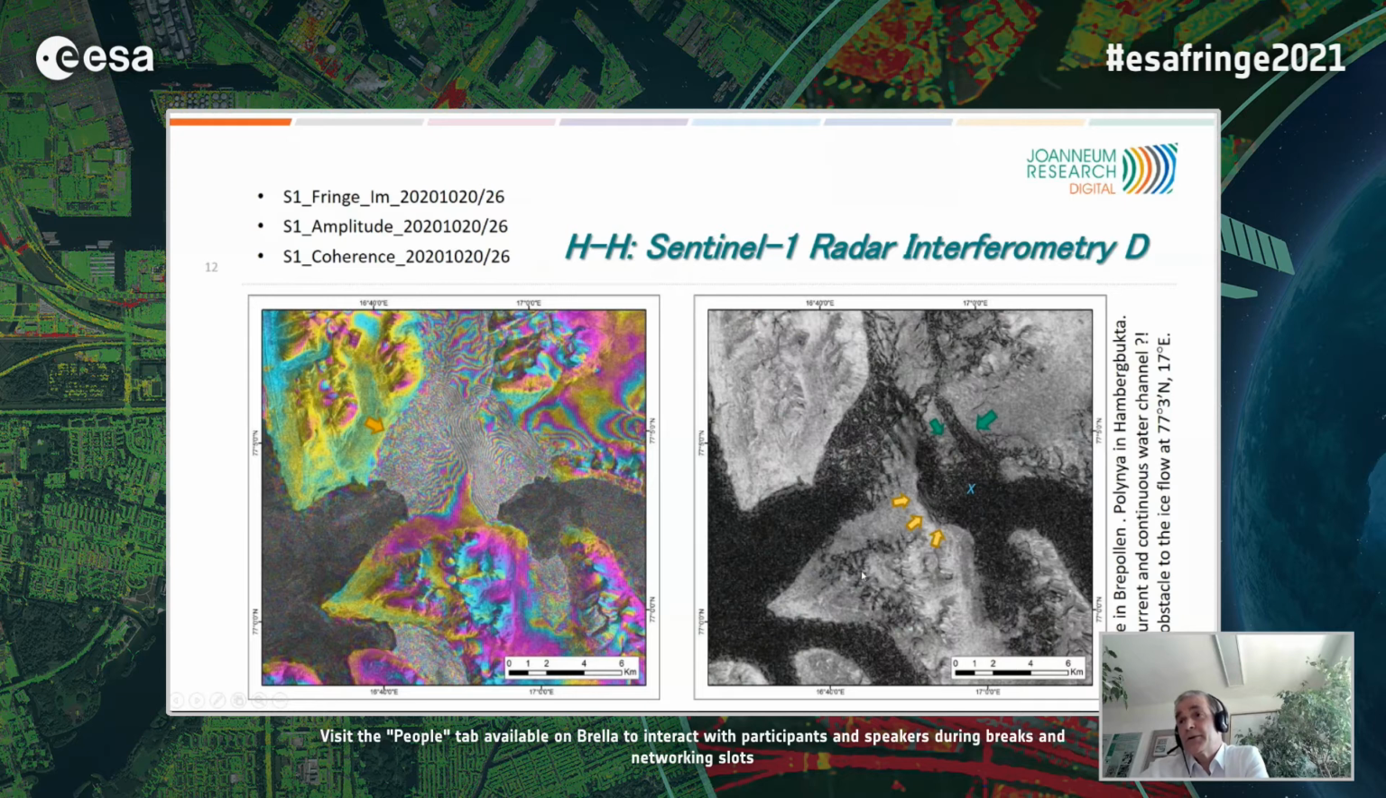And again, the coherence image from descending orbit shows the same orientation of the inflection line. And in addition, it shows the presence of some obstacle which hinders the ice flow to the Hamburgbukta here within this narrow strip on the Hambergbreen glacier surface.